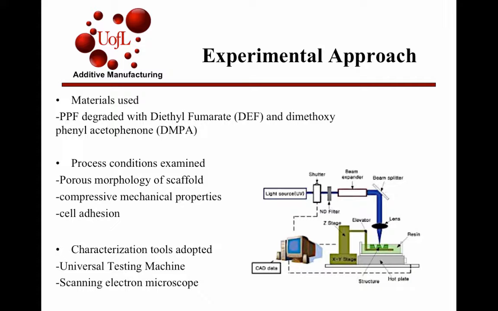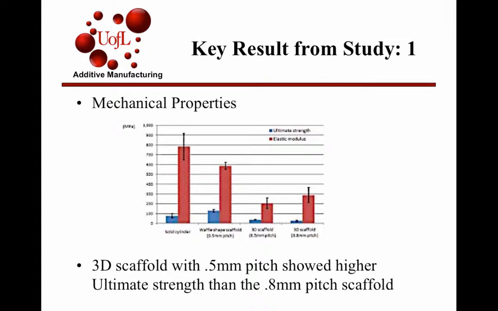For the mechanical properties, they made a solid cylinder, and then they also made a waffle type scaffold, and then they made two 3D scaffolds, one with 0.5 millimeter pitch and one with 0.8 millimeter pitch. The 3D scaffold with the 0.5 millimeter pitch showed a higher ultimate strength than the 0.8. Obviously, the waffle was higher than that, but they wanted to go with the 3D scaffold. They were looking for a higher ultimate strength, so that's the one they ended up using.